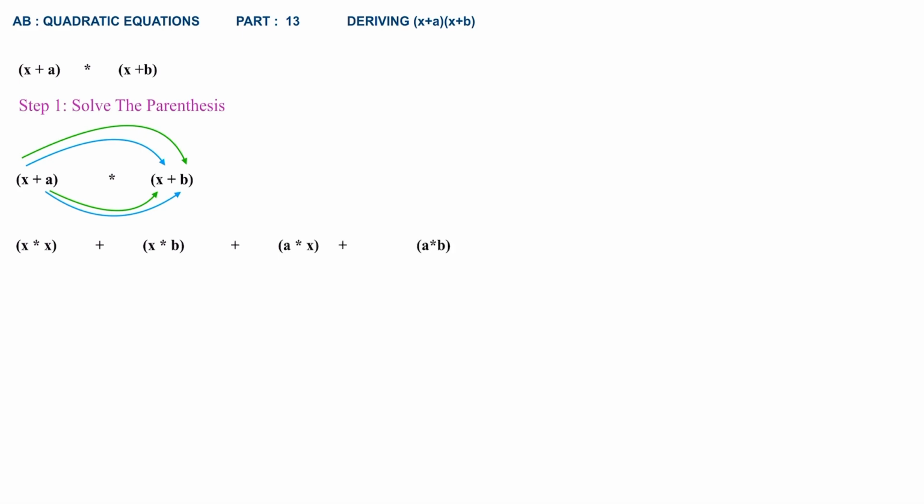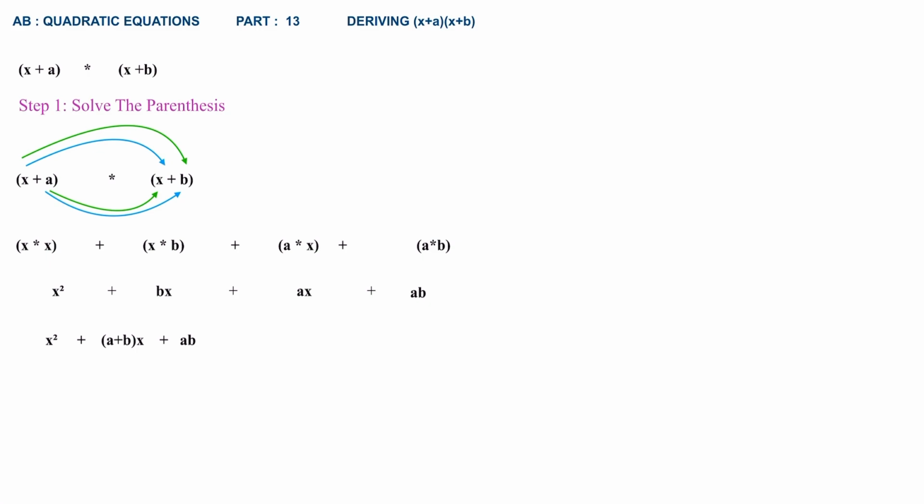x times x is x squared, plus x times b is bx, plus a times x, which is ax, plus a times b, which is ab. So all of this is equal to x squared plus (a + b) times x plus ab.